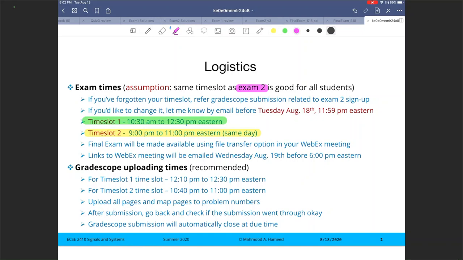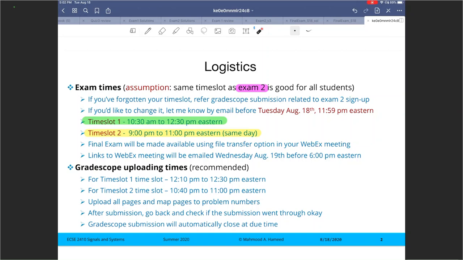But if you are not for some reason and you would like to change this, a couple of you have already sent me an email, but you still have time to change your time slot before 11:59 p.m. Eastern tonight. So if you would like to do this, email me right away. But if not, then I'm going to assume that you are good with your exam 2 time slot.